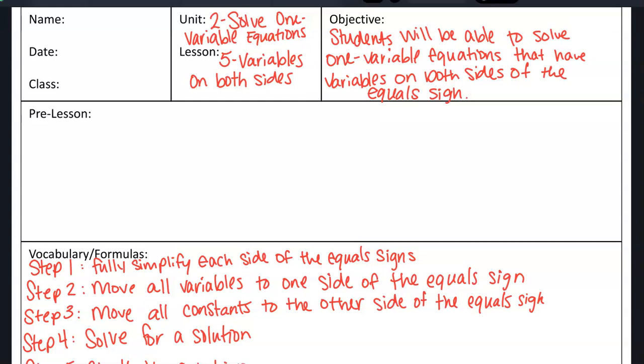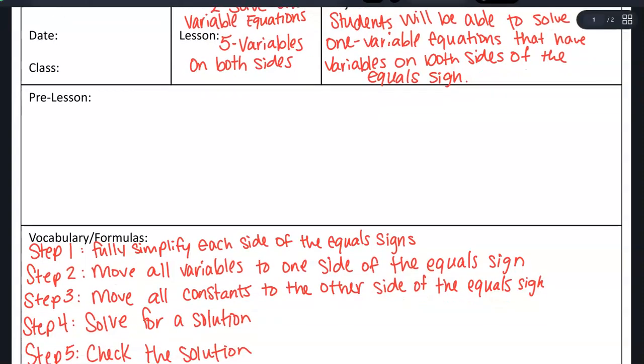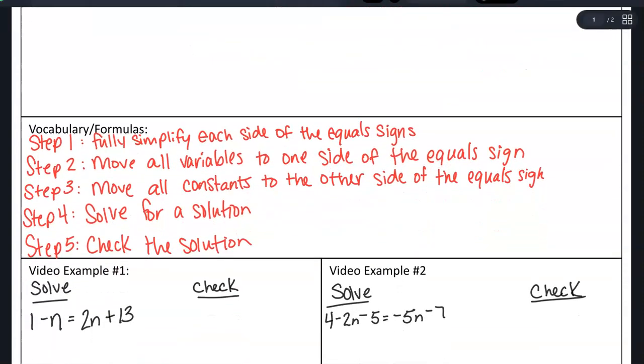Hello mathematicians, we are starting lesson 5 and we are stepping up our solving skills by a notch. We are going to be seeing equations that have variables on both sides of the equal sign. So your objective will be that at the end of this lesson you will be able to solve a one variable equation with variables on both sides.